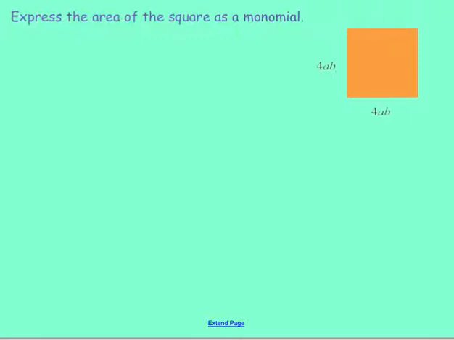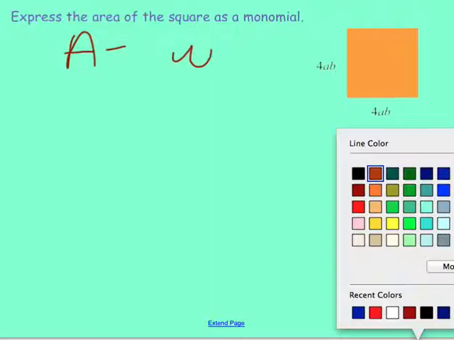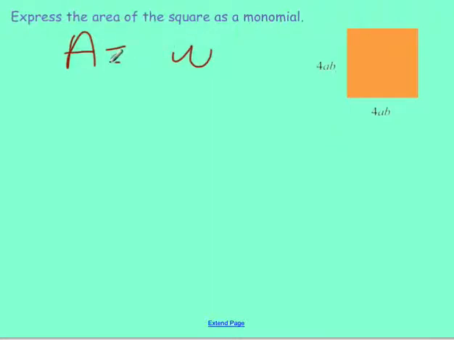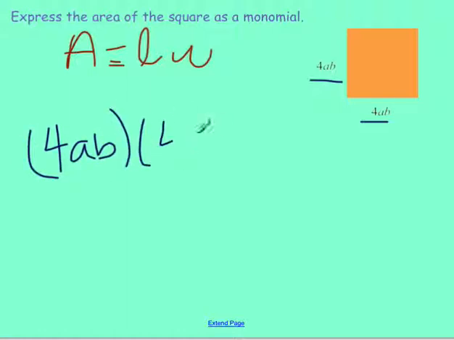Let's take a look at some applications. So express the area of a square as a monomial. The area of a square is length times width. So let's go ahead and multiply that out. Here's our length, here's our width. So we're going to take 4ab and multiply it by 4ab. Each of those letters is being raised to the first power.